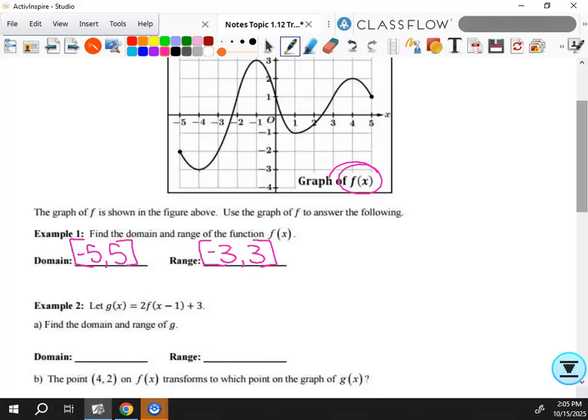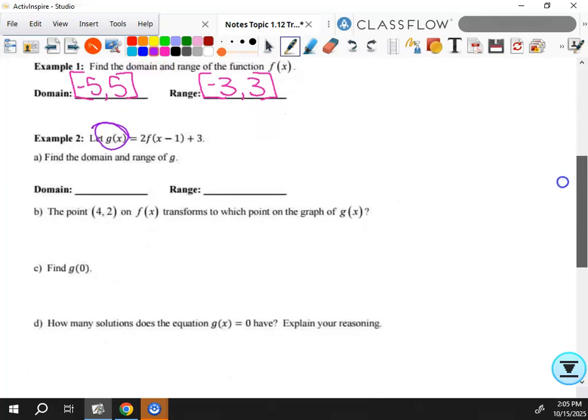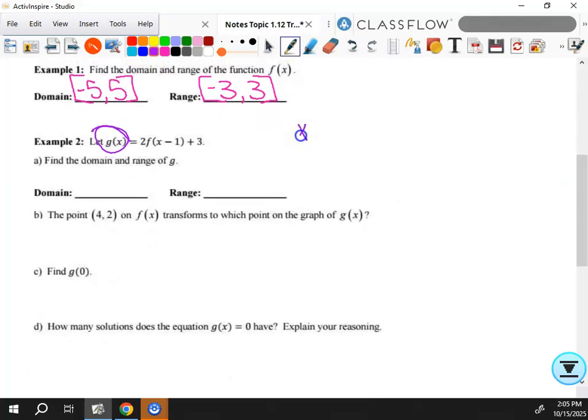Okay, so now we're asked for the domain and range of G, which is different, right? And they give me G of X right here. Before we get that far, we are going to write down our new ordered pairs. Remember this mapping thing that we did here? So when I look at this, I have 3 transformations. How many of them affect X? 1 of them. And that 1 means I have what?